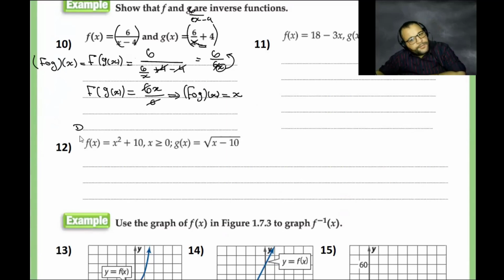What is the domain? R, because it's a polynomial function, x to the power 2. What is the range? It cannot be 10. No, sorry, no.